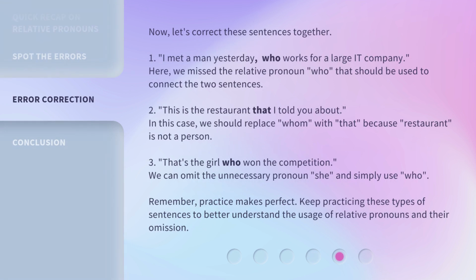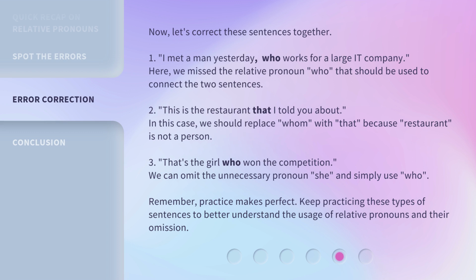Now, let's correct these sentences together. 1. I met a man yesterday, who works for a large IT company. Here, we missed the relative pronoun, who, that should be used to connect the two sentences.